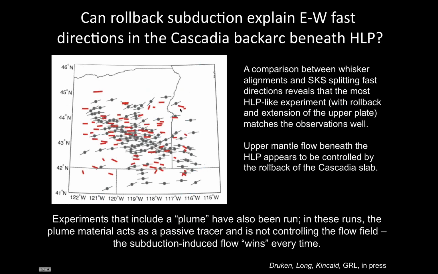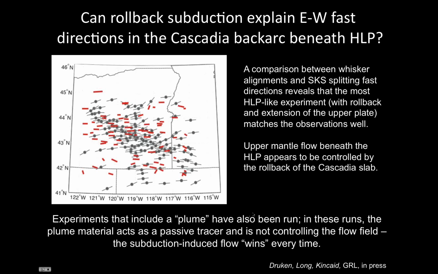So what we did is we compared these whisker orientations from Kelsey's most HLP-like experiment, which had rollback and extension of the upper plate, to the SKS splitting data set for the HLP region, and we see a very good match between the observations and the model. So we think we can say with some confidence that the upper mantle flow beneath the HLP appears to be controlled by the rollback of the Cascadia slab.